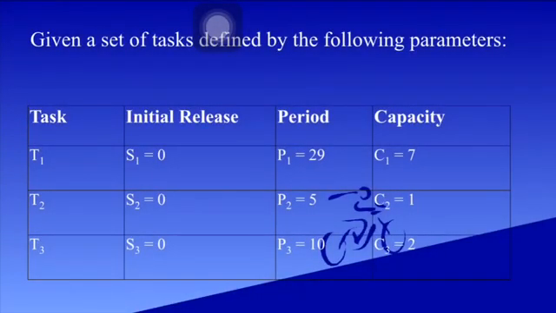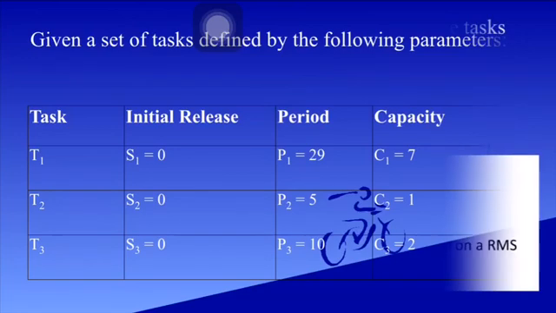We have been given a set of tasks defined by the following parameters. This is the table, and we also assume that the task deadlines are equal to the period. We use preemptive fixed priority scheduling with a rate monotonic priority assignment. So let's see the first question.